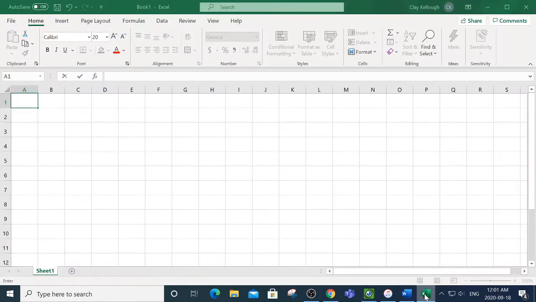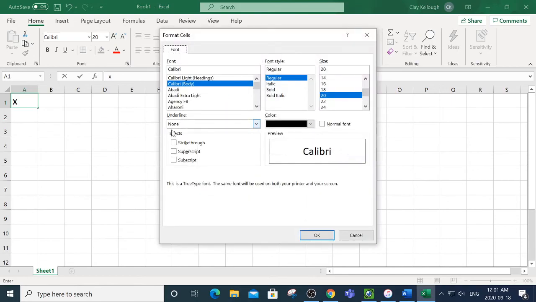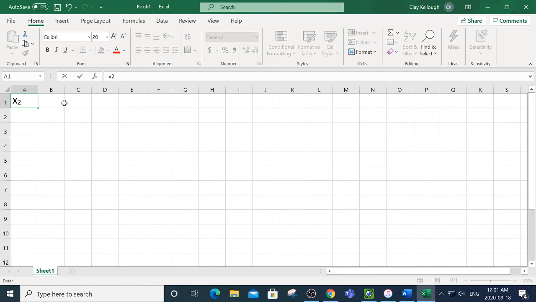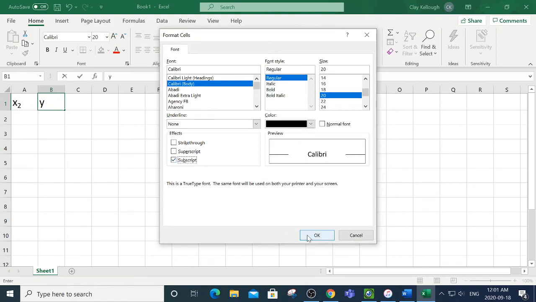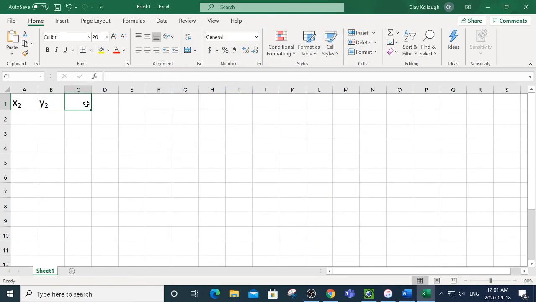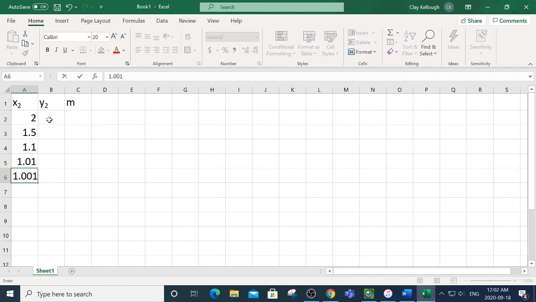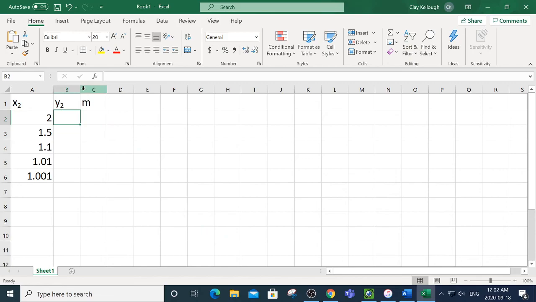So in Excel, let me just make the same chart we just had. We had an x, and you can change the font and go subscript x2, and here I have y subscript 2, and then this is slope. Okay, so what were the numbers again? I used the numbers 2, 1.5, 1.1, 1.01, and 1.001. Y2. Now, how did I get... oh, hang on, gotta move that over so you can see it all. There we go. How do I get y2 again?